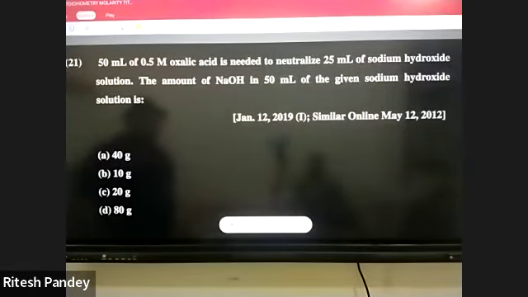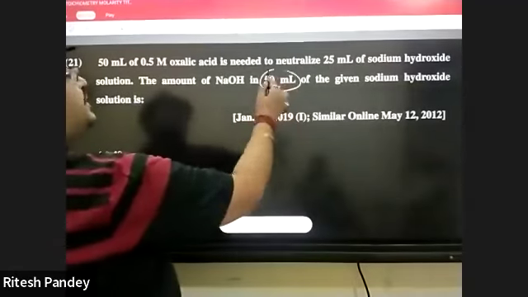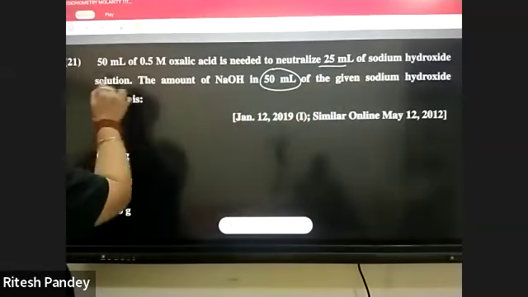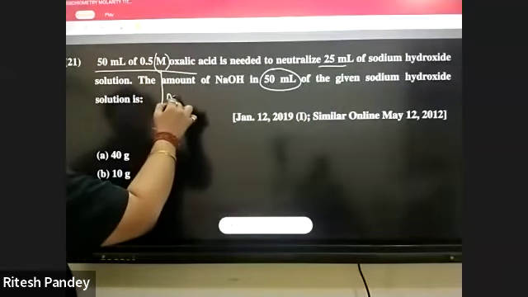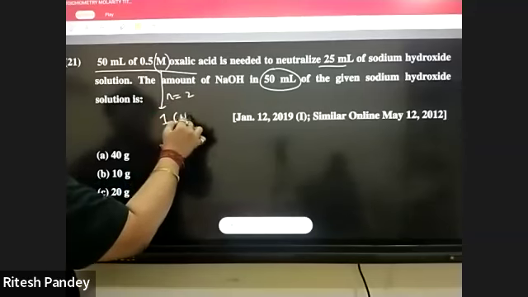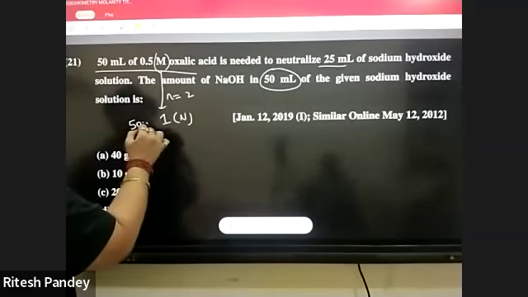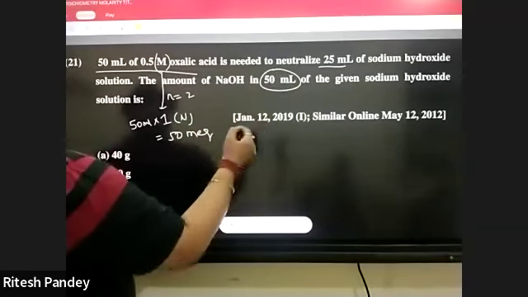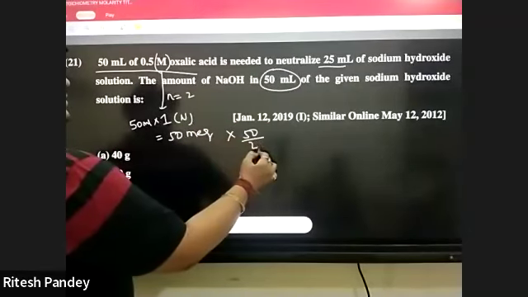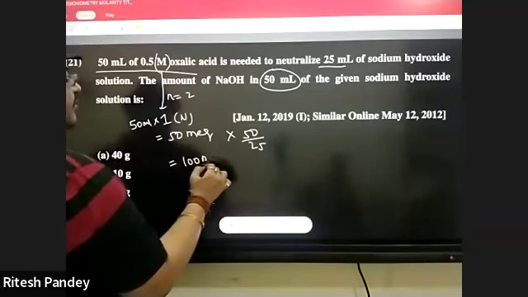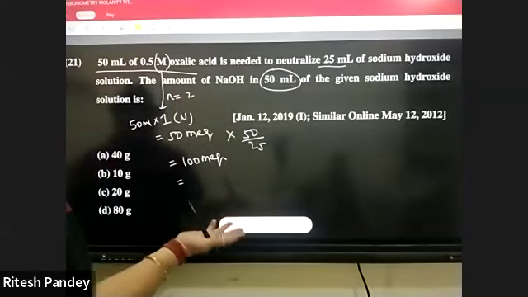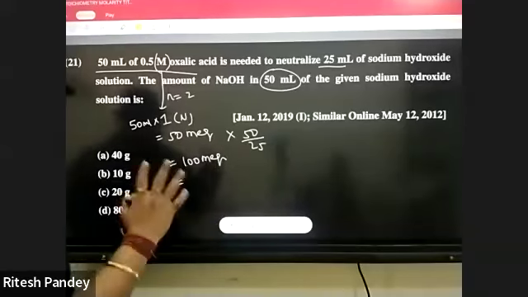50 ml of half molar azelaic acid is needed to replace 25 ml of NaOH. The amount of NaOH is 50 ml, इसका डबल होगा 25 ml में जितना होगा उसका डबल होगा 50 ml में. और यहाँ पर azelaic acid, please have to remember, in fact it is equal to 2, so 0.5 mole that is 1 normal, and 50 ml of 1 normal, so that is 50 milliequivalent. 25 ml में था तो 25 ml में it will be 100 milliequivalent.